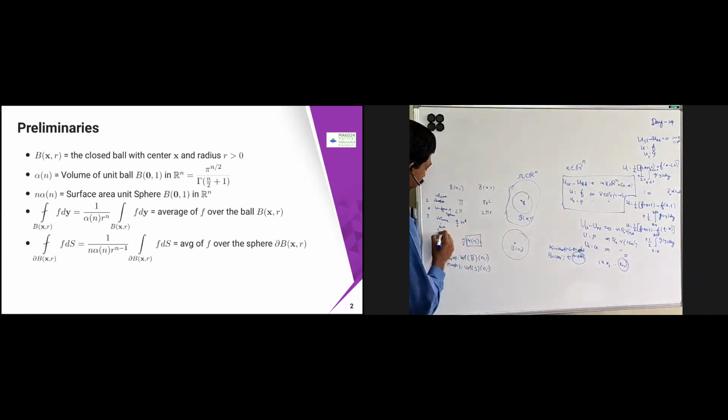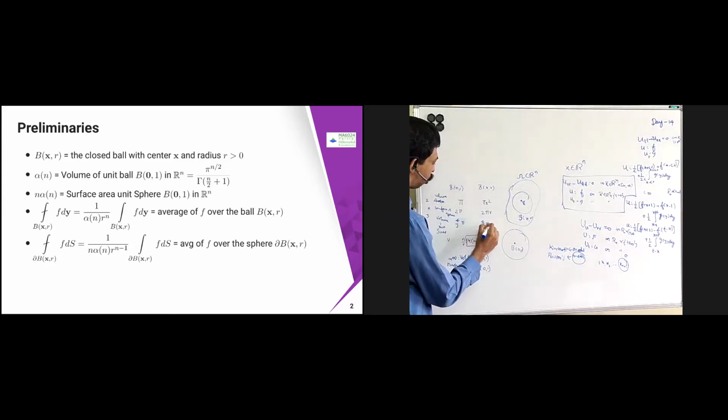This is surface area. Okay, so I put here, this is going to be 4 by 3 pi r cube. And this is 4 pi r square.